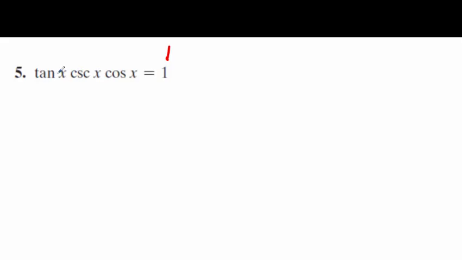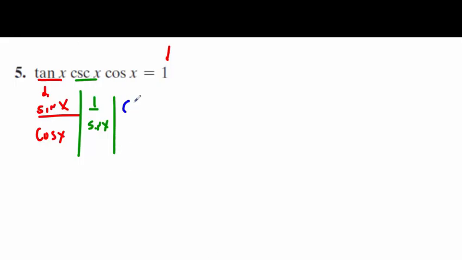Well, I want to be able to rearrange these. Another strategy is trying to rearrange everything in terms of sine and cosine. So I can think about that. Well, tangent, I can put in terms of sine and cosine, so that's like sine of x over cosine of x. And cosecant is the same as 1 over the sine of x, and I'm multiplying all that by cosine of x.